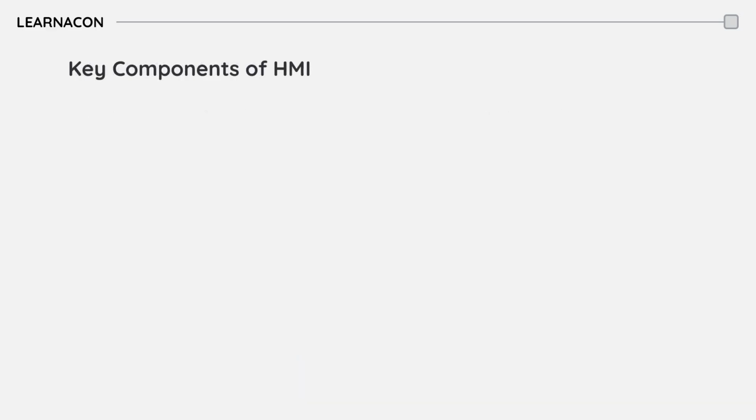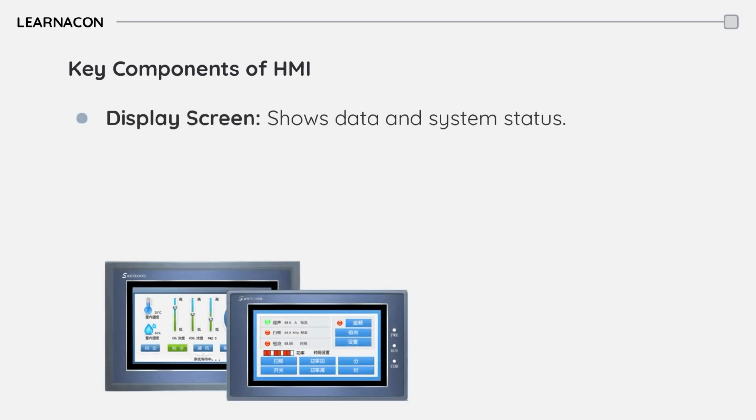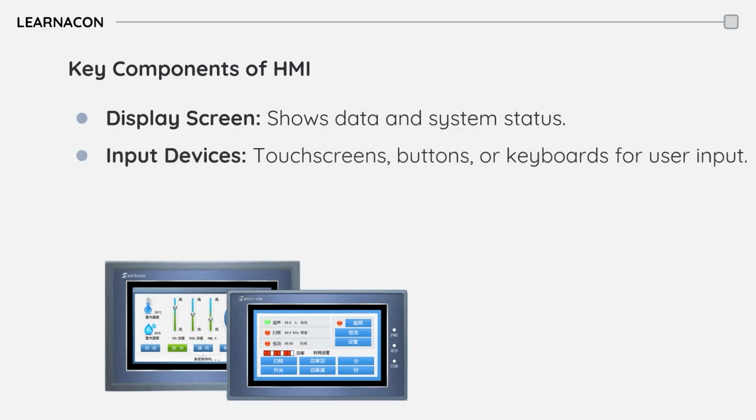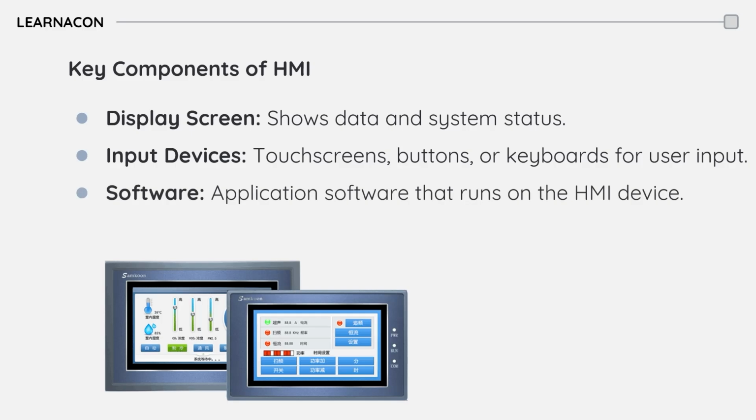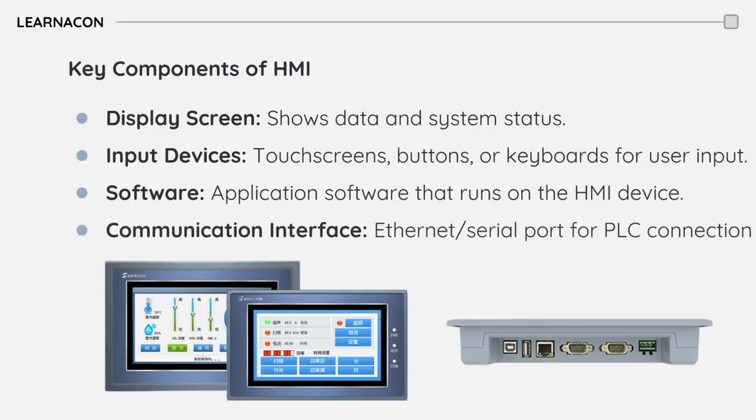HMI panels are made of several key components. The display screen is where all the action happens, showing data and system status in real time. Input devices like touchscreens, buttons, or keyboards allow operators to interact with the system. The software running on the HMI device is what makes everything work smoothly. And finally, communication interfaces such as Ethernet or serial ports connect the HMI to PLCs and other devices.